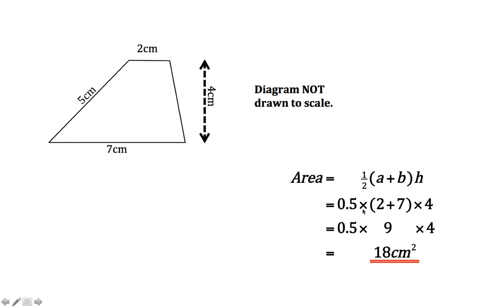So a half times a plus b times h, a half times 2 plus 7 times 4. 2 plus 7 is 9. We have to do those brackets first. So it's a half times 9 times 4, which is 18. And that's in centimeters squared.